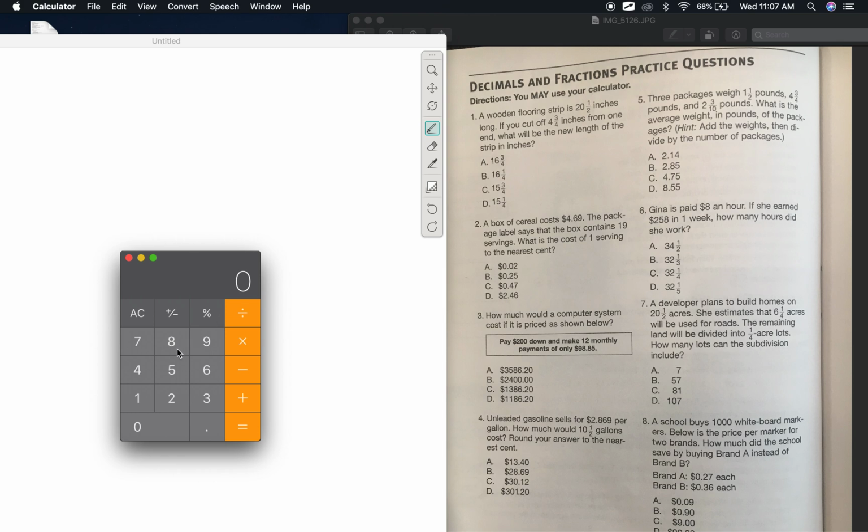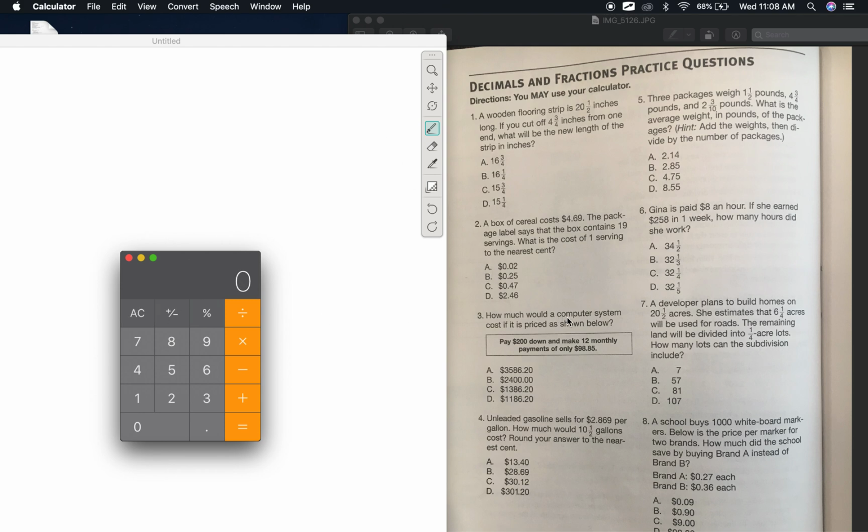So let's see. We have $4.69. How much does each serving cost if there's 19 servings? So we need to divide this by 19. And we see that each serving will be 24 cents. Now, since it gives you a number here already, and it's asking you which one it's nearest to, 24 is nearest to 25, so we know that B is your answer here.